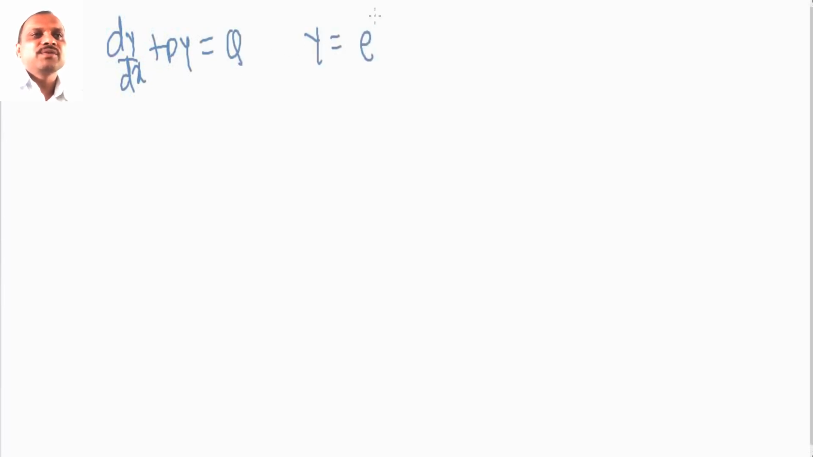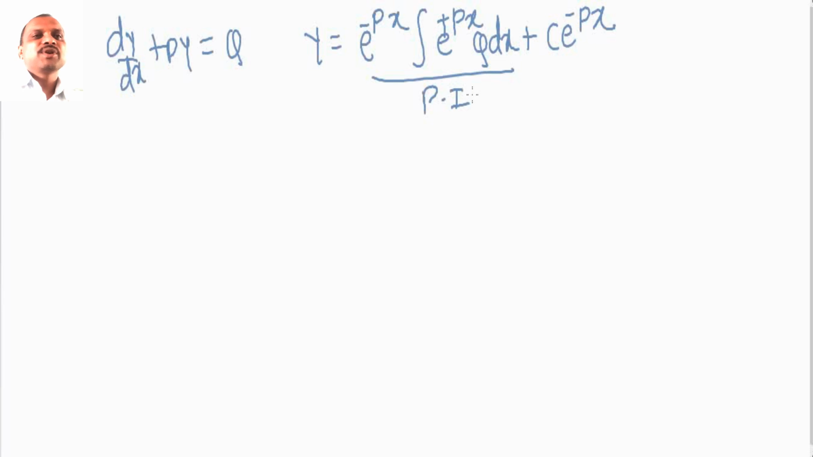First order equation, dy by dx plus py equal to q, and its solution is y equal to e raised to minus px, integration of e raised to plus px into q into dx, plus c into e raised to minus px. This is the solution, and this solution consists of two parts. This part is called a particular integral of this equation, and this part is called a complementary function.